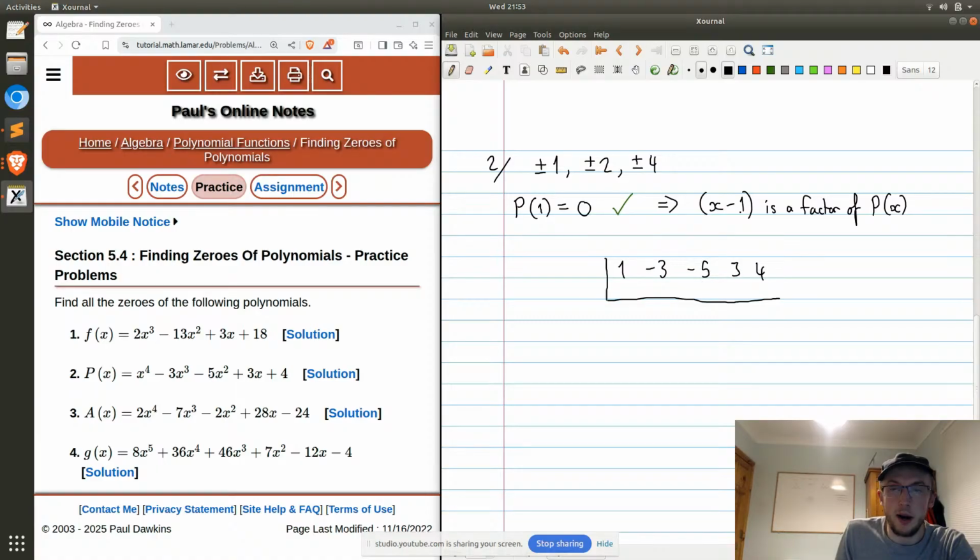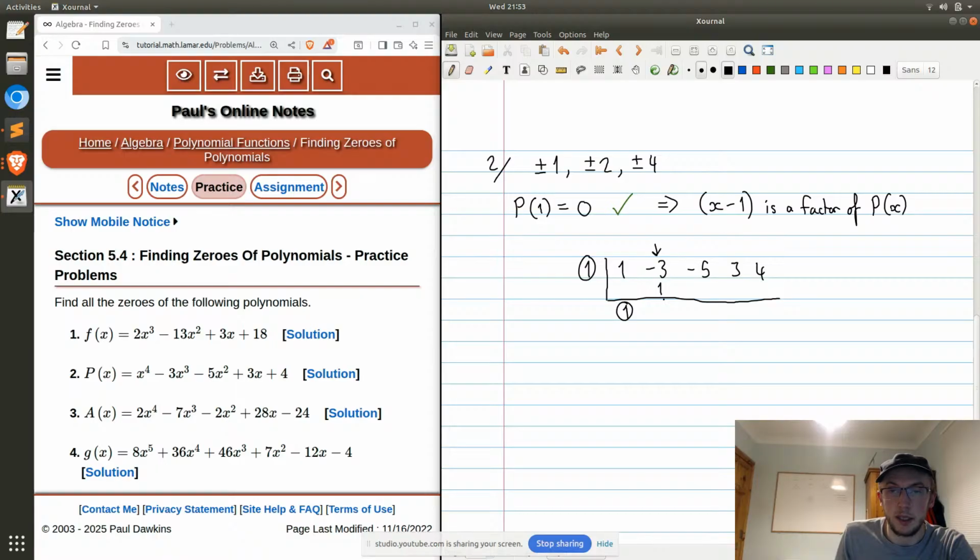And then I grab this 1 right here, and I put it right there. Okay, so begin synthetic division. I begin by putting a 1 right there, and then I do 1 times 1 and put it there. And then I add straight down.